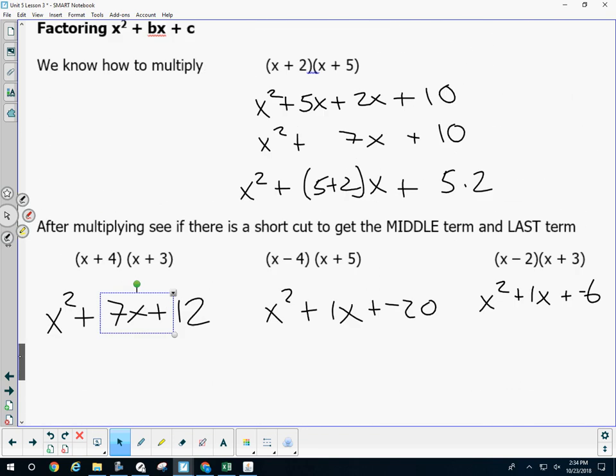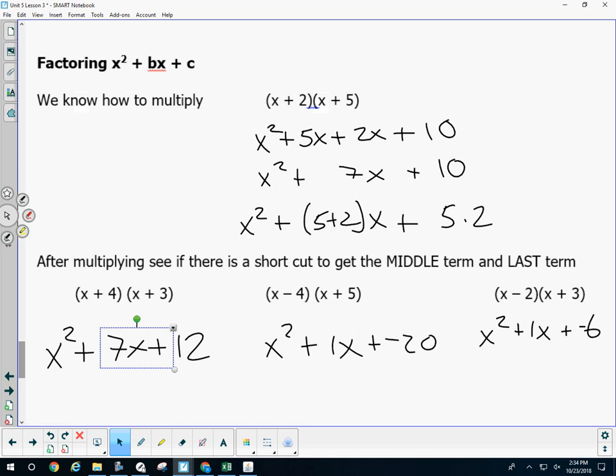Because we know the shortcut, because we know how to distribute, because we know we end up with these two things being added, when I'm going backwards, I'm looking for two numbers that add to get here and two numbers that multiply to get there. They have to be the same two numbers.